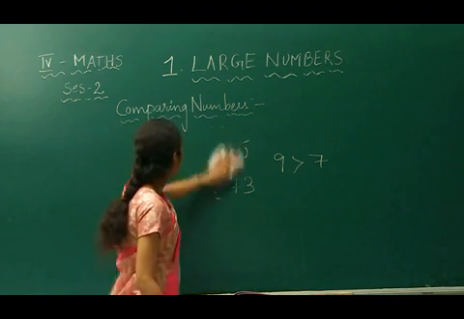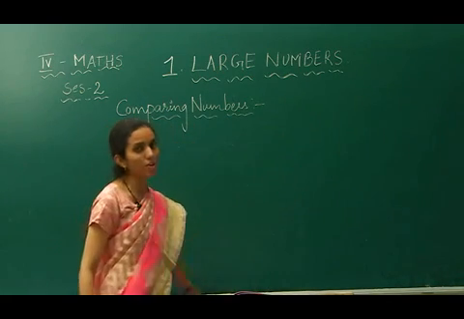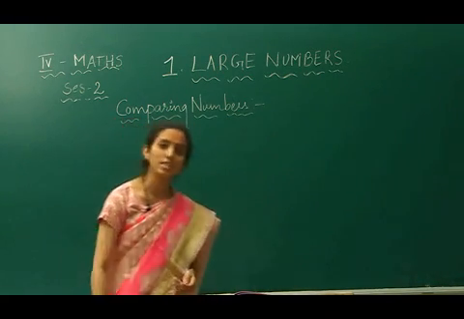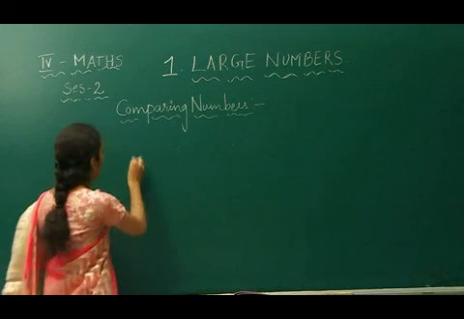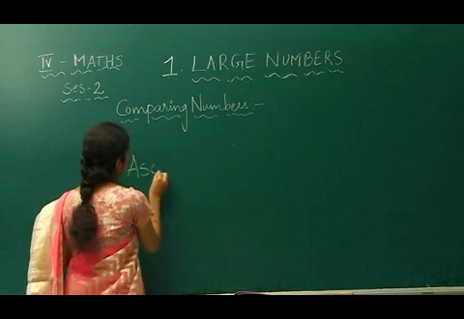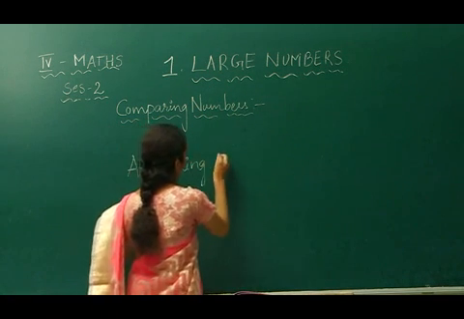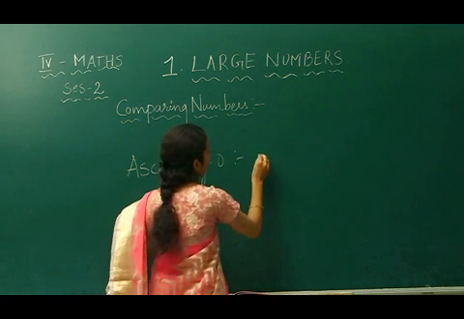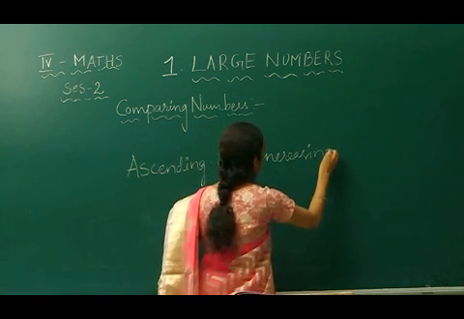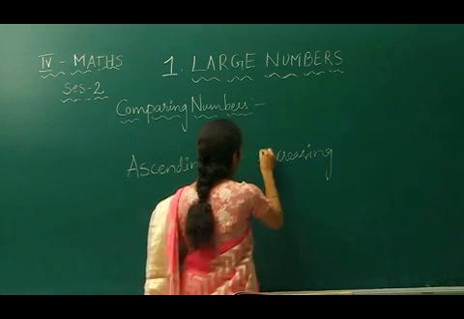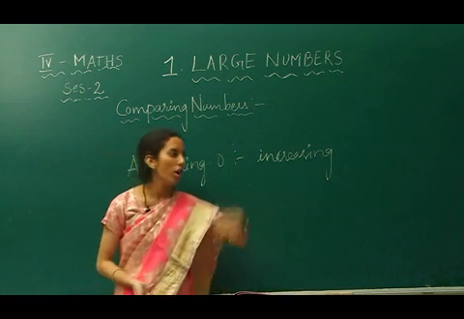Then what about writing ascending order and descending order? Comparison of numbers helps us in writing ascending order and descending order. Yes or no? Yes. What is ascending order? Ascending order is increasing order. Ascending order means increasing order, from lowest to highest.